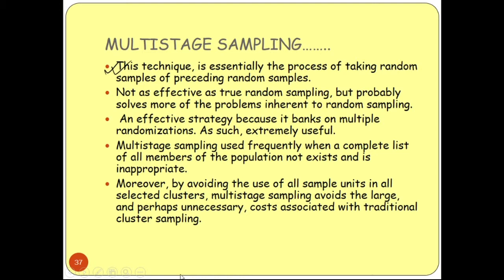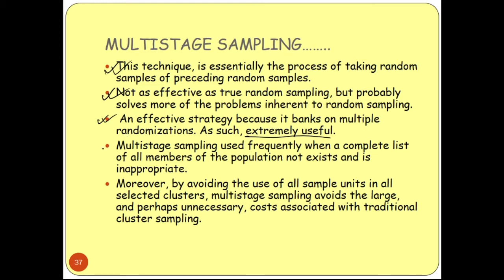It is not as effective as a true random sample, but it probably solves more of the problems inherent to random samples. So it can solve different types of problems of random samples, and it is an effective strategy because it banks on multiple randomizations. Okay, so it is extremely useful. Here we are sampling the data again and again, so we get the data we need.